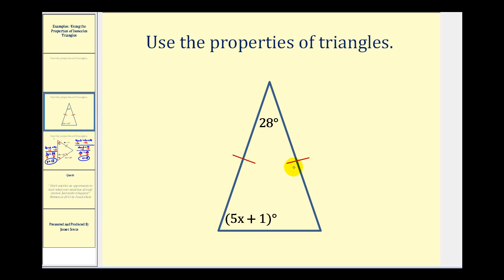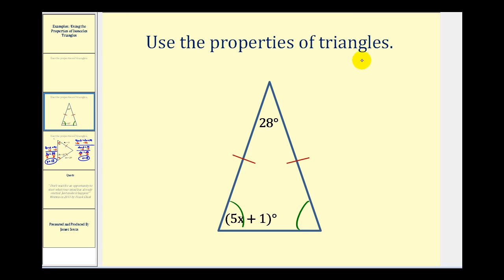Again, here we have an isosceles triangle because we have two congruent sides. So right away we know that the angles that are opposite these congruent sides are also congruent. So this angle here is congruent to this angle here. So we know these angles are congruent or have the same measure, but we also have to remember that the sum of the interior angles of this triangle would be 180 degrees.